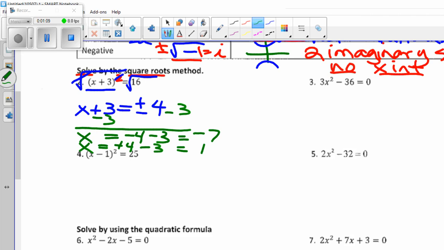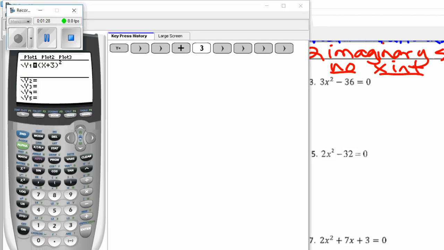All right, and if I was to look at a graph of this on the calculator, I can see that it's the x-intercepts, right, because it's x equals. The x-intercepts are going to be at negative 7 and positive 1. So let me check that. Okay, so I have x plus 3 squared, and then I've got to subtract 16 so that I have 0 on one side. Remember, when you're solving, you're always looking for zeros.